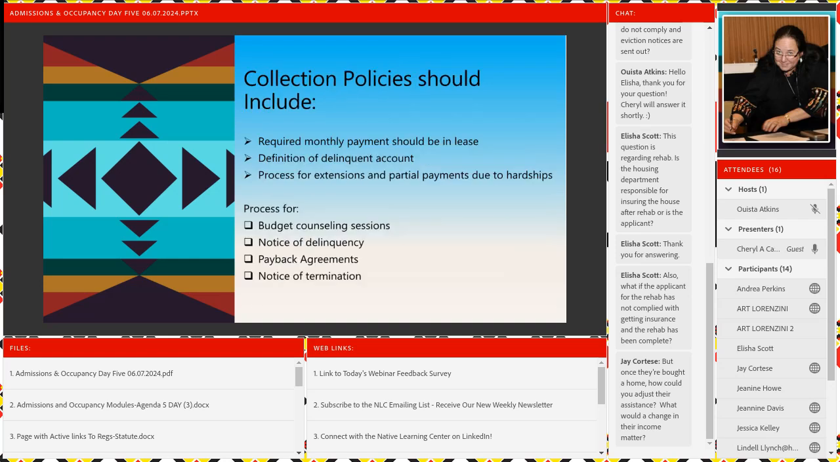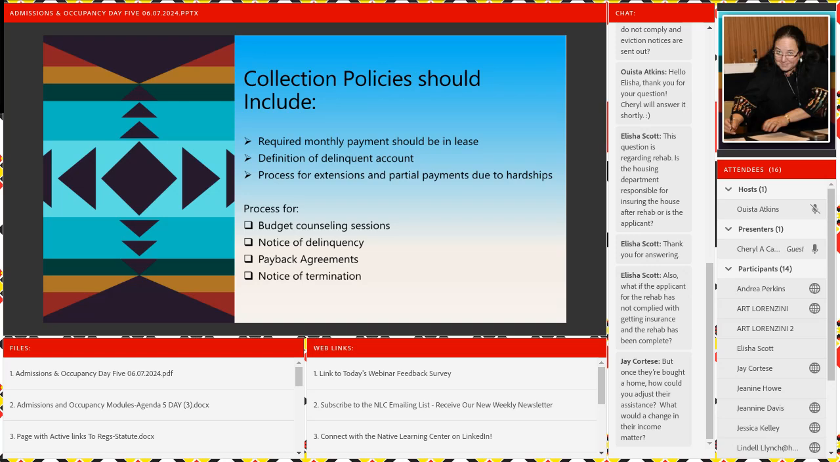Required monthly payment should be on your lease. Your collection policy should include that definition of what a delinquent account is, the process for extensions and partial payments due to hardships, your process for budget counseling sessions, notice of delinquencies. They're going to be delinquent on what? The 16th day of the month. Payback agreements, notices of termination.